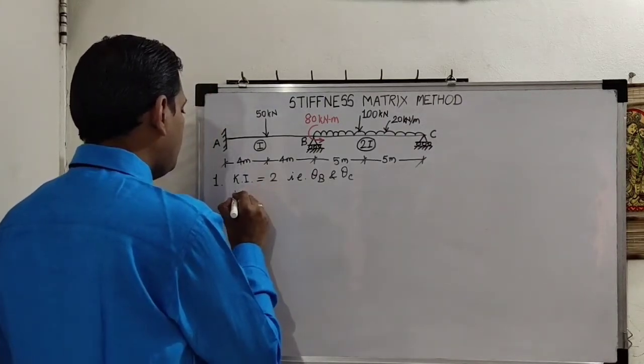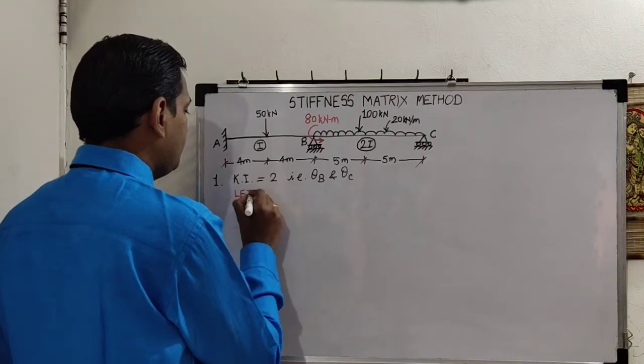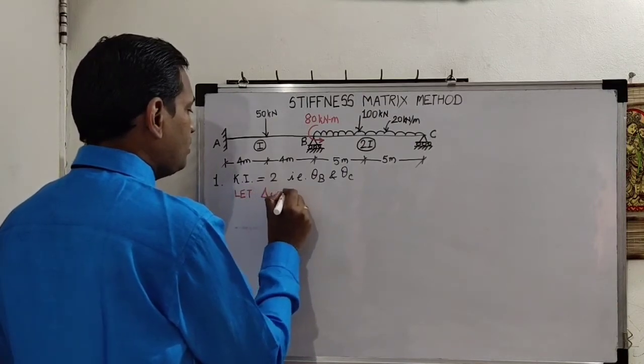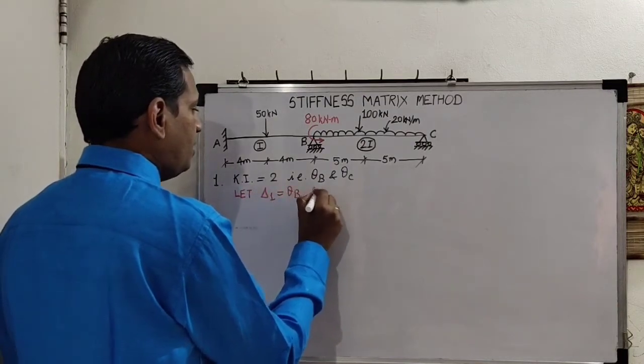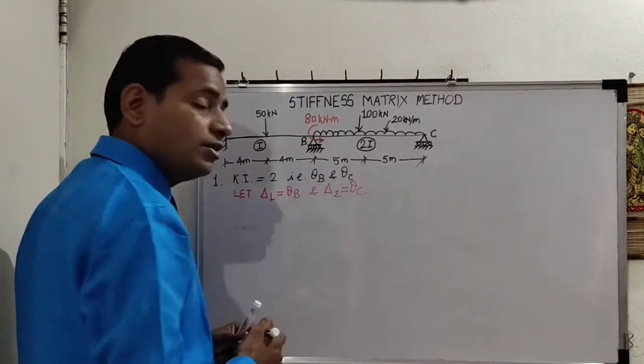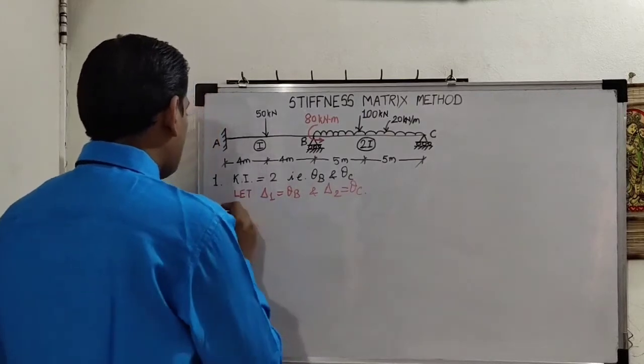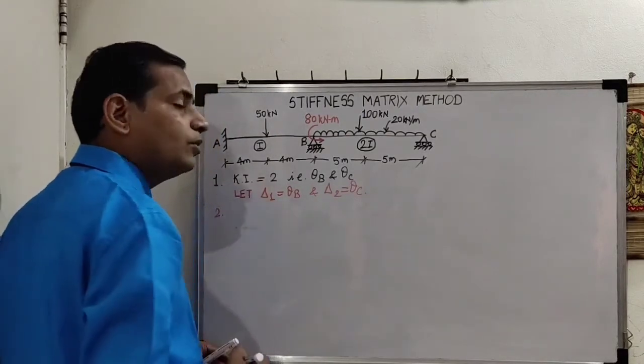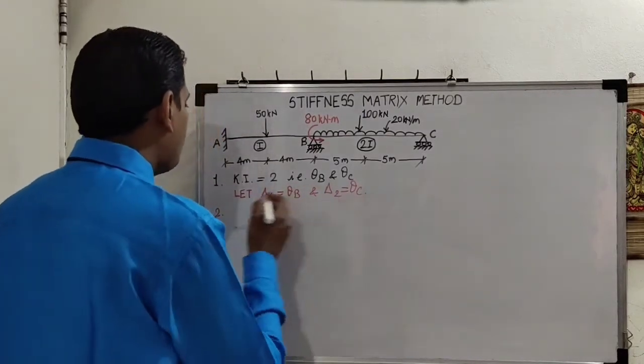So let delta 1 is theta B and delta 2 is theta C. Yes. So this is our step number 1. What will be step number 2? Finding out fixed end moments.